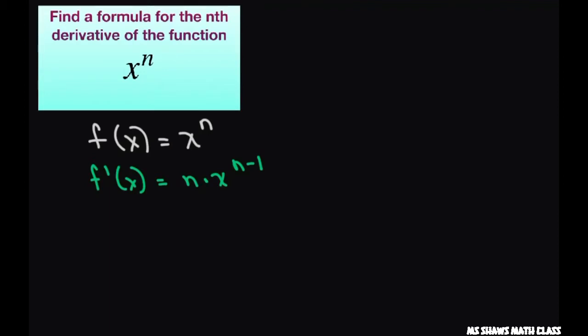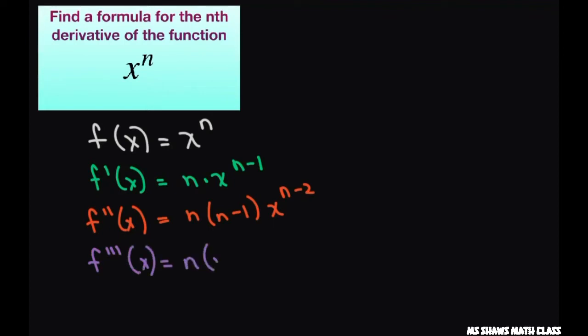And for our second derivative, we're going to get n for this piece, and then when you differentiate, you're going to get n minus 1, and then this is going to be times x to the power of n minus 2. And then your third derivative is just going to be n times n minus 1 times n minus 2 times x to the power of n minus 3.